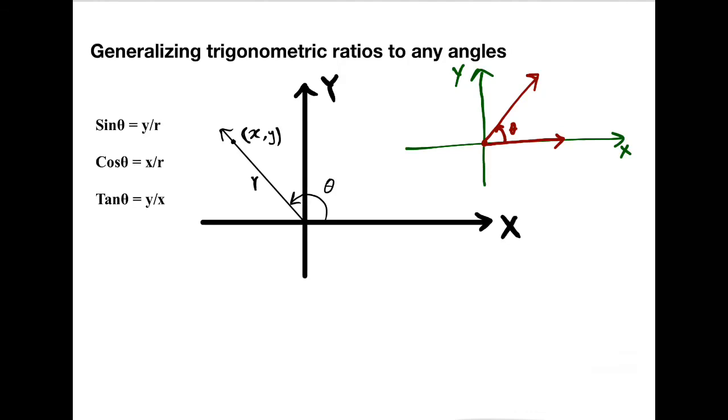So how did we define this before? You can pick any point on the terminal side. For example, like this point. Let me write with orange color. So let's pick this point on the terminal side. That point has coordinates x and y. It's a general point on that terminal side.